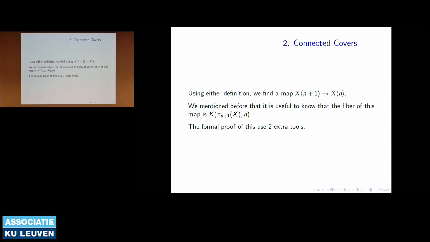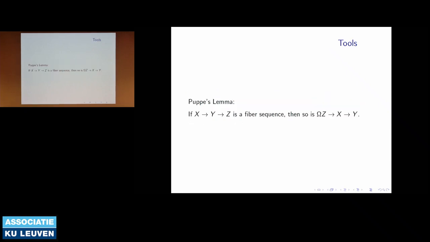All right. Okay. Using either definition, we find a map from xn plus 1 into x of n. I've already mentioned that the goal of the work was to give a formal proof that the fiber of this map is this Eilenberg-MacLane space. There are a couple of extra tools that I haven't mentioned yet that go into the formal proof, so let's go through those. Here's Pupper's lemma.